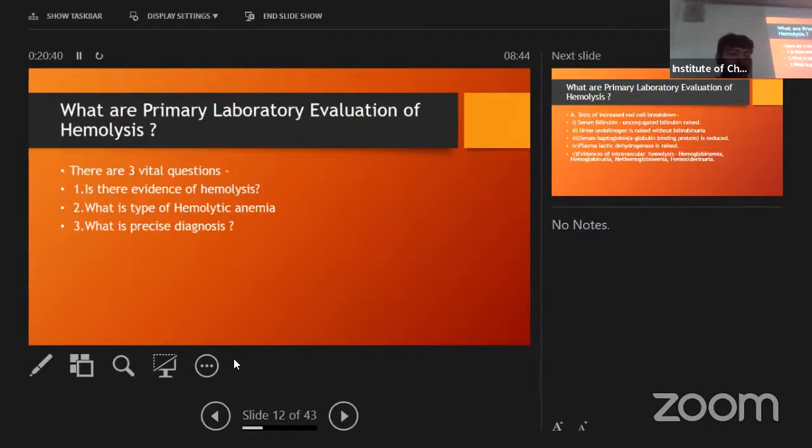So there are three vital questions. Is there evidence of hemolysis? What is the type of hemolytic anemia? And precise diagnosis.